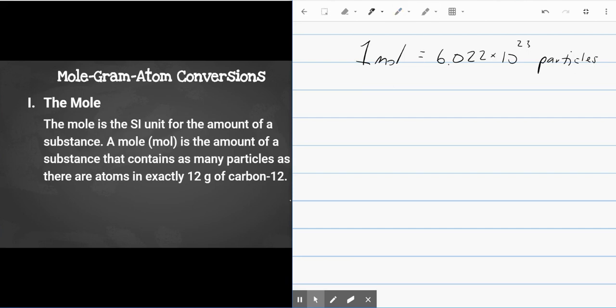Very similar to if I have 1 dozen, that's just representing the number 12. So 1 mole represents this really large number of items, okay? And in this case, it's going to be atoms because we're talking about chemistry. We're talking about little atoms and molecules.